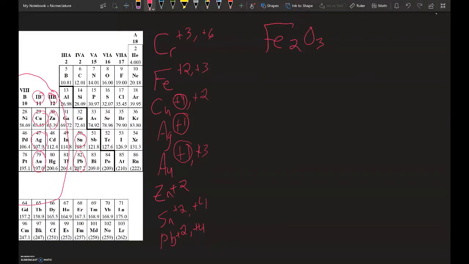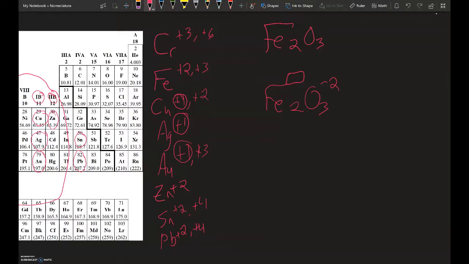So let's say we have Fe2O3 and we want to name this compound. The first thing we want to do is figure out the charge on the iron, and you can't just simply crisscross to figure that out. What we're going to do is look at the charge of oxygen and figure out what the charge on iron is. The charge on oxygen is -2.